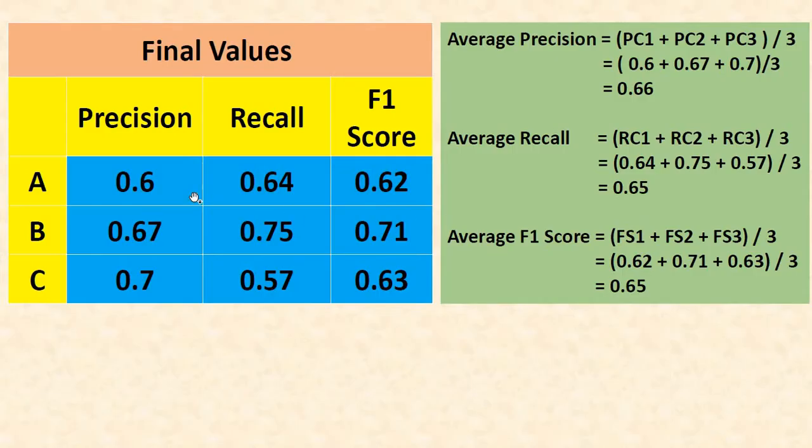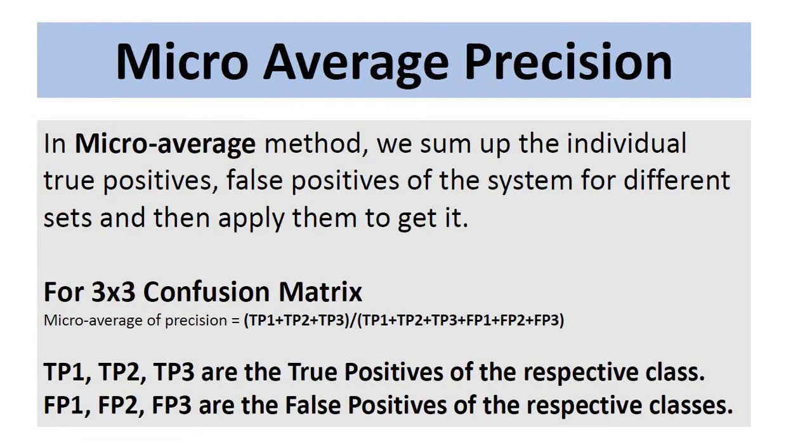So we have our precision, recall, and F1 score. If you want the average precision, not for any single class but for the entire confusion matrix, it will be 0.6 plus 0.67 plus 0.7 divided by 3. Similarly, average recall will be 0.64 plus 0.75 plus 0.57 divided by 3, which is 0.65, and average F1 score will be 0.62 plus 0.71 plus 0.60 divided by 3, which comes to around 0.65. Now, one of the important metrics is micro average precision.